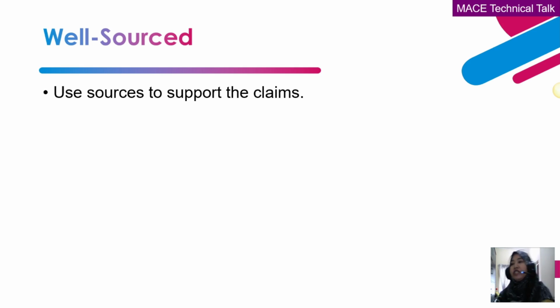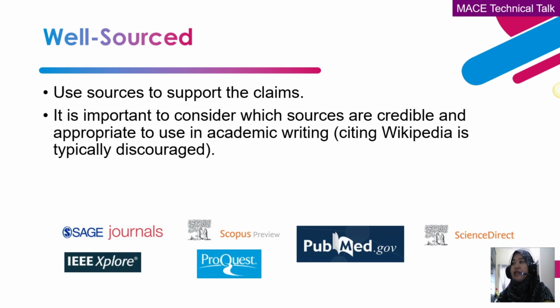So it is also important to consider which sources are credible and appropriate to use in academic writing. Okay, so do not rely on websites for information, for example, citing from Wikipedia or any online websites. It is better if you are using academic databases such as IEEE Xplore, Scopus, Sage, and your university library to find credible sources. Okay, because sometimes we can see a lot of people citing from websites, which is not credible for your academic article writing. So please look into these databases for your references.